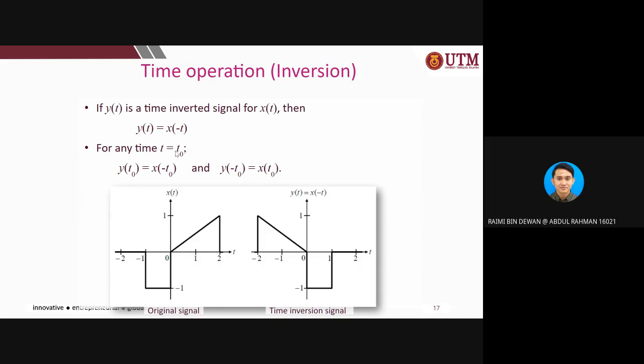T naught is what we refer to as the initial time. Later on we can have t1, t2, t3, where t1 can be regarded as the starting t. Here we have y(t naught) equals x(negative t naught). This means that at time t naught, y(t) is actually an inverted time signal of x(t).